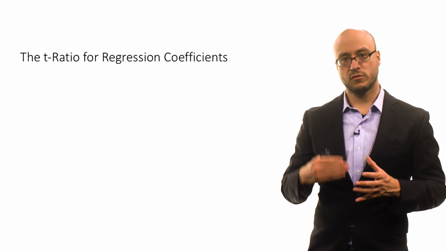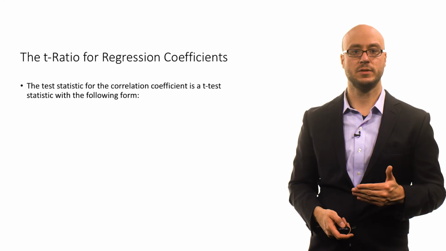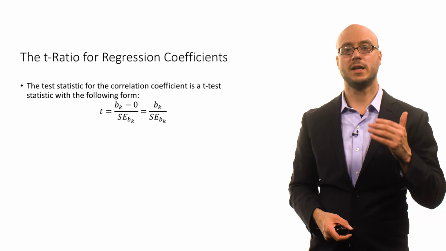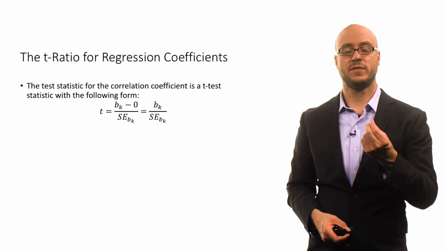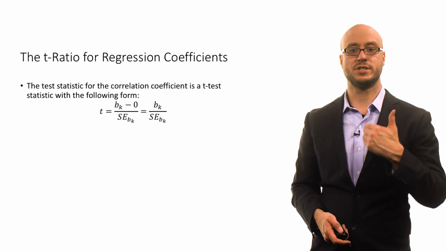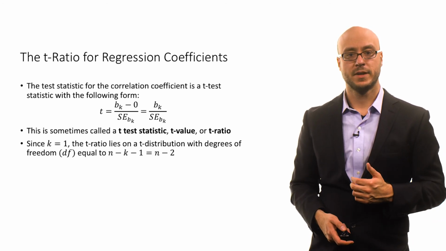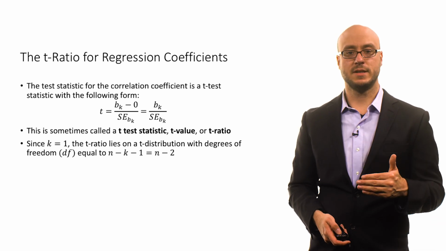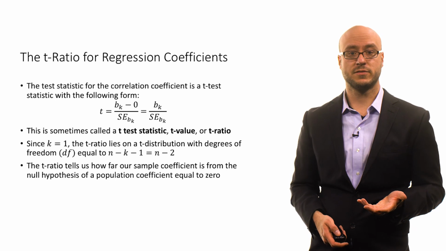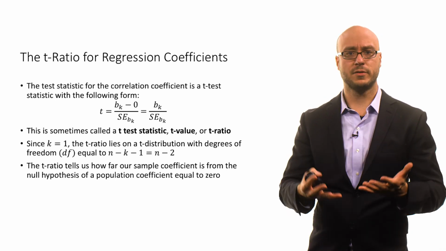The t-test statistic for regression coefficients is commonly called the t-ratio. Sometimes it's called the t-value. The form is as follows. It's basically just the coefficient minus 0 divided by the standard error of that coefficient, or just that estimate divided by its appropriate standard error. This test statistic, this t-ratio, lies on a t-distribution with a certain degrees of freedom, and it's interpreted as before with other test statistics.